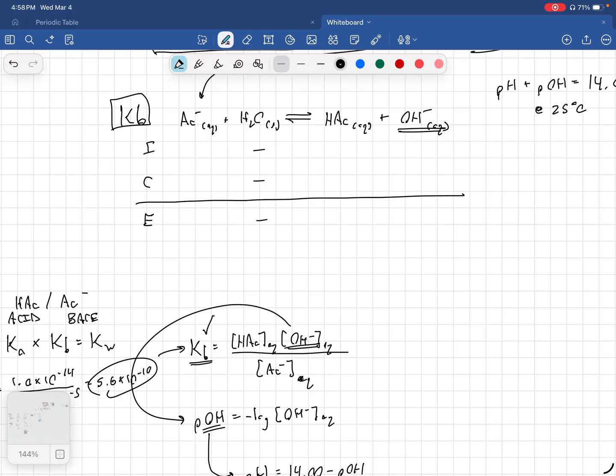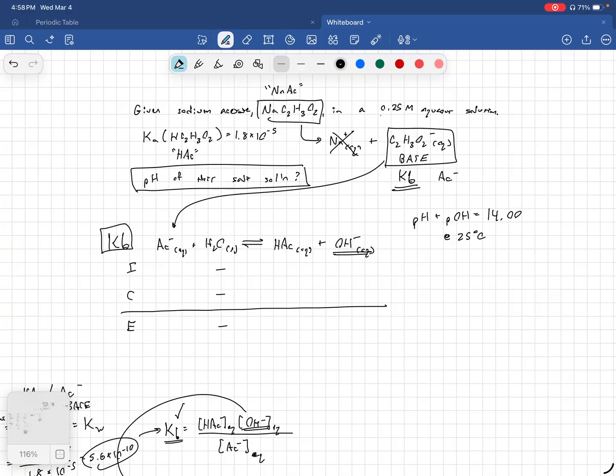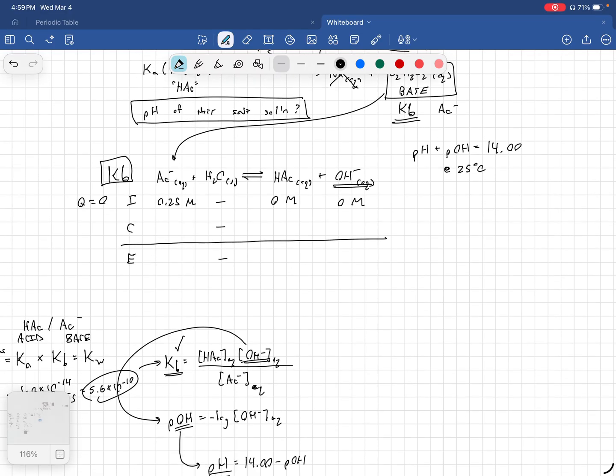So again, our water isn't contributing anything. Our initial concentration is right here, our 0.25 molar, because for every 1 mole of sodium acetate that dissolves, it will form 1 mole of sodium ions and 1 mole of acetate ions. Therefore, the concentration of the formula units is the same as the concentration of each independent ion. And again, we're going to assume 0 and 0, like we've done previously. Q equals 0. The moment any of your products are 0, Q equals 0. And of course, we know Q is less than K.